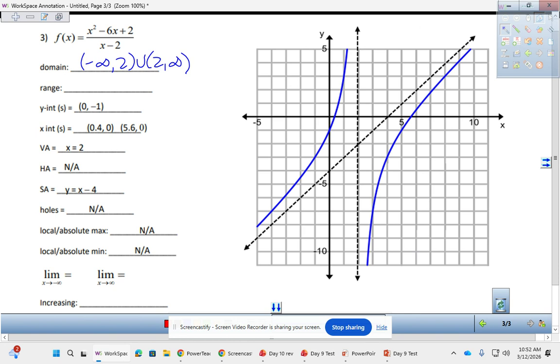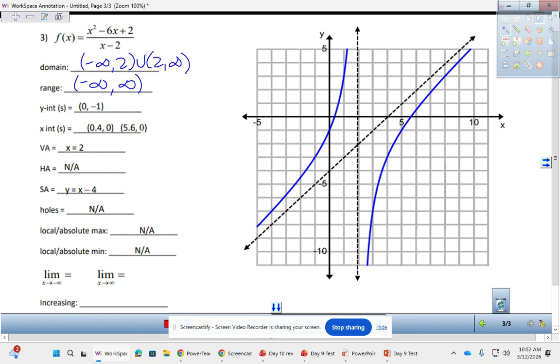Now range, bottom to top, comes from min-max, it comes from hole, it comes from horizontal asymptote. I don't have any of those, right? There's no horizontal asymptote, there's a slant. There's no hole, I don't see an open circle, and I don't see a U shape. So if I don't have any of those things, my range is -infinity to +infinity.